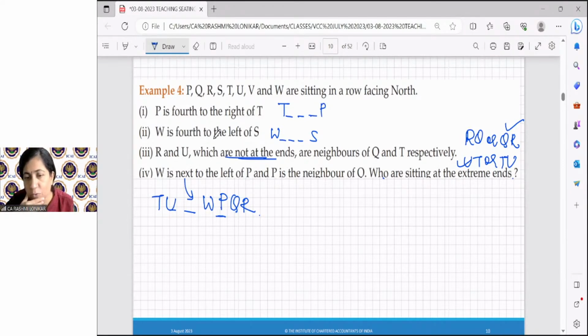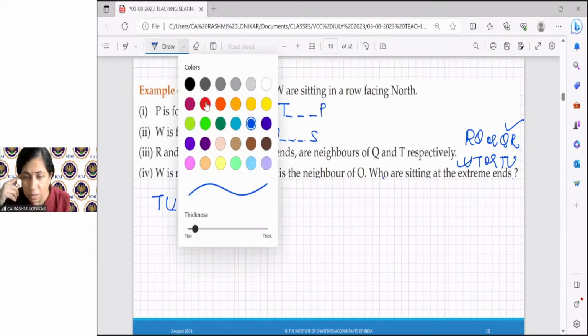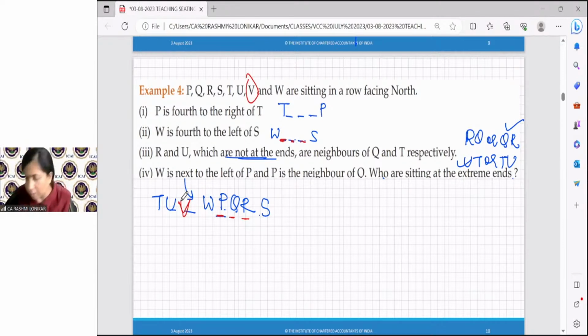There, W is 4 to the left of S. Okay, so now I go back to the information and try to fit it. So I have W, how many places? 1, 2, 3, S. So where will S be? S will be here. Why? Because here, how much are you saying? 1, 2, 3. And here what is happening? 1, 2, 3. Okay. So now only V is remaining, so I will put the V here. So T, U, V, W, P, Q, R, S.